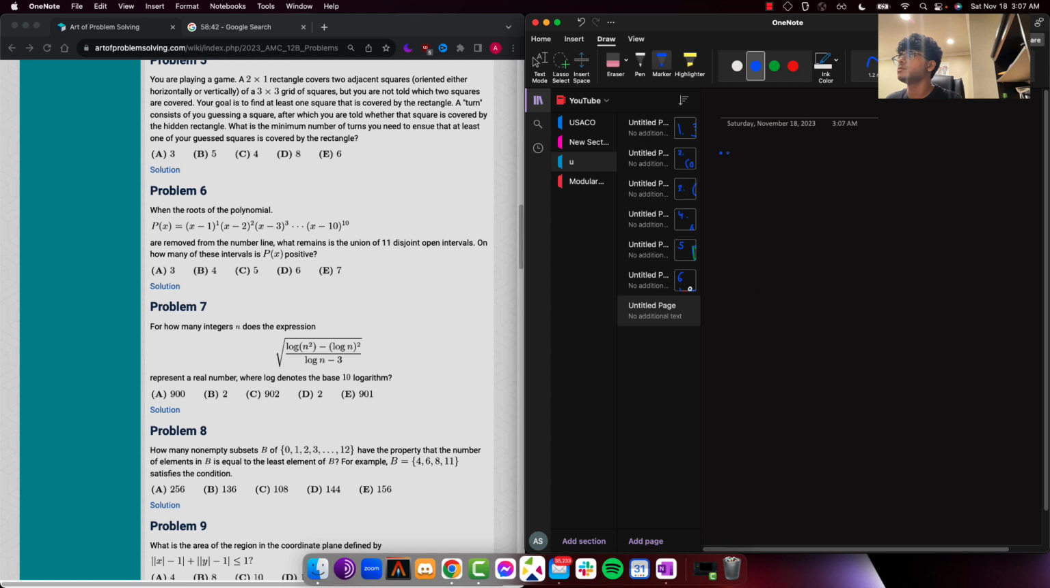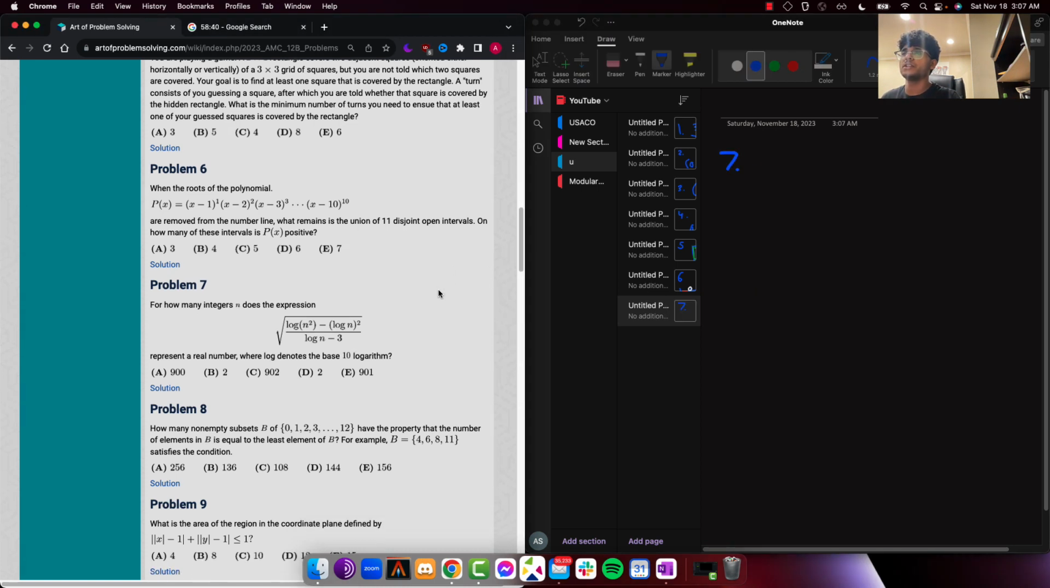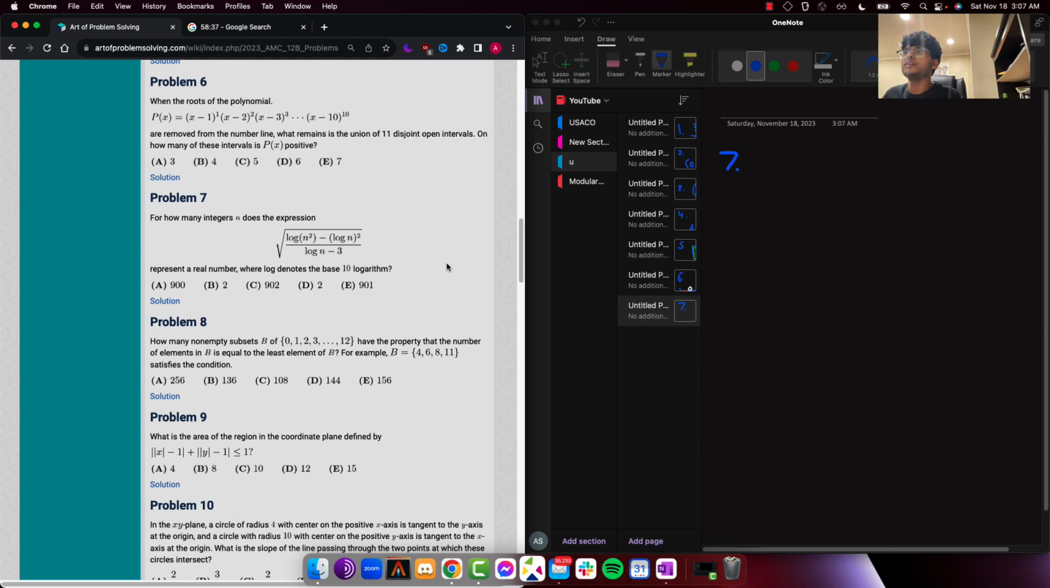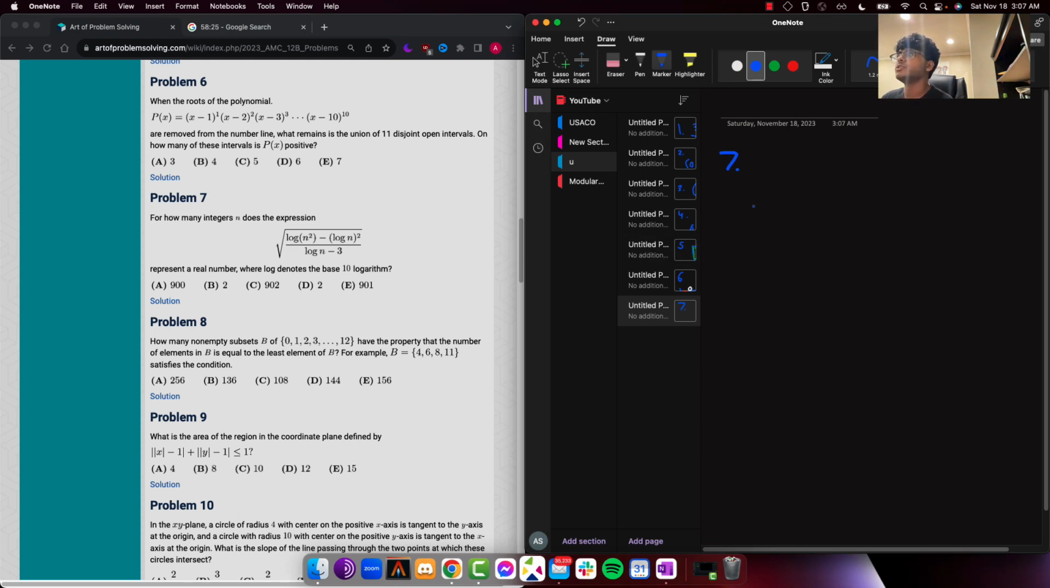Okay, number 7. For how many integers n does the expression square root of log n squared minus log n completely squared over log n minus 3 represent a real number, where log denotes the base 10 logarithm? So, okay, log of n squared is the same as 2 log n, so everything can be written in terms of log n, so I'll just let log n equal x. I'll just write log as lg to save some writing.